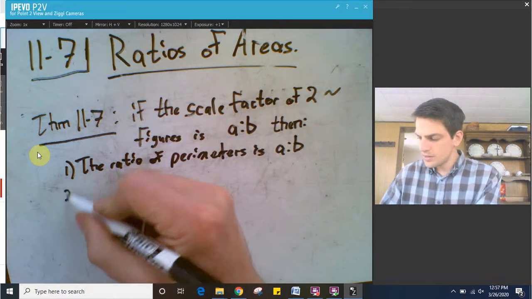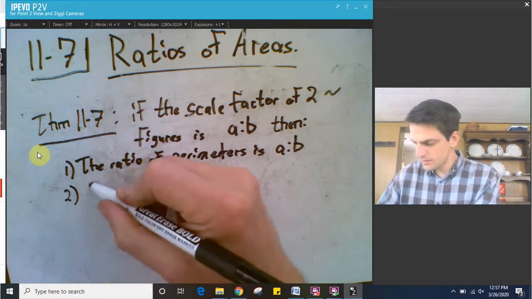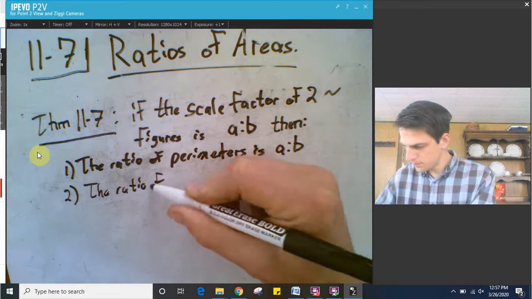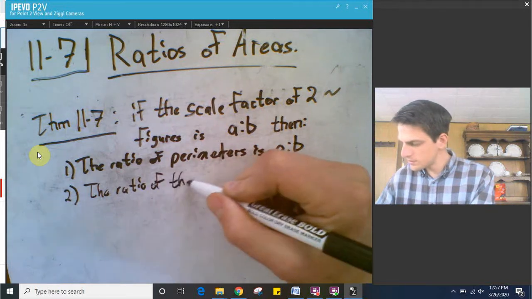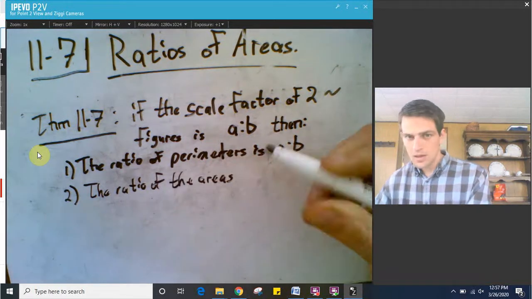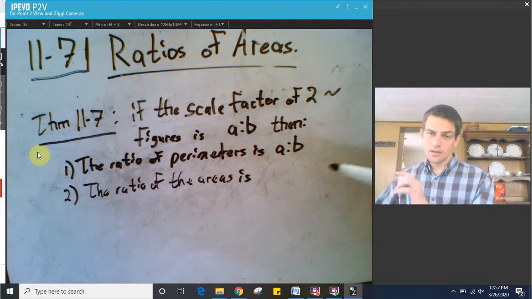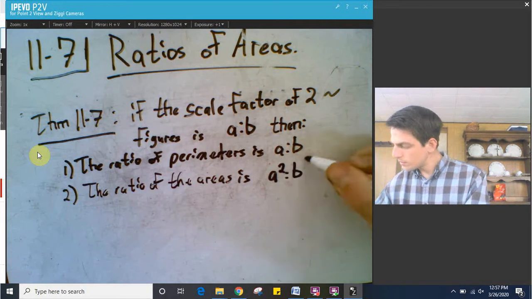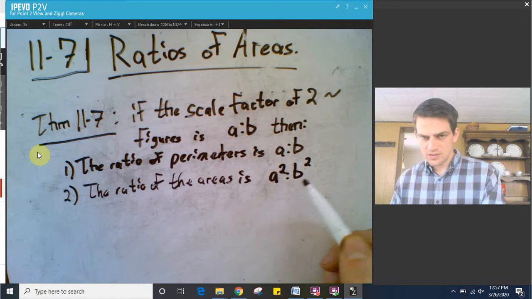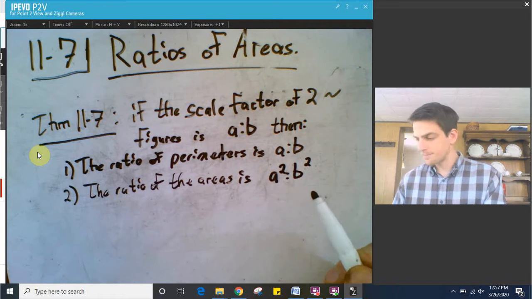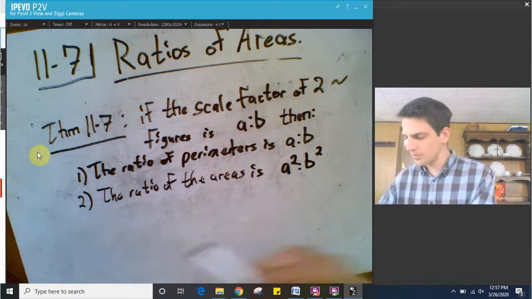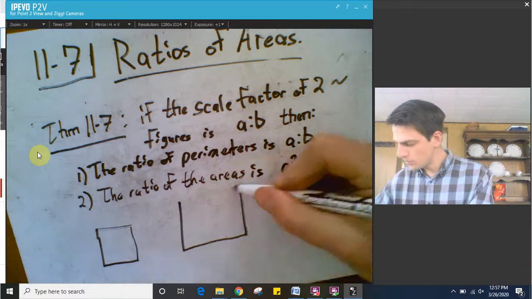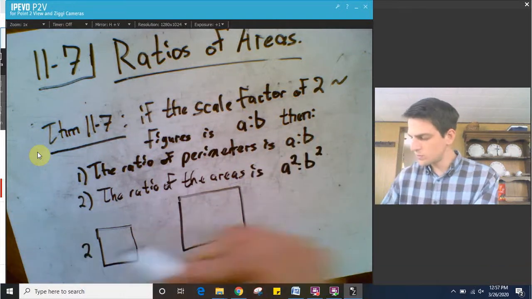And the second part is the ratio of their areas. That is going to be, and pay careful attention to this, A squared to B squared. Now notice both parts of this scale factor are getting squared. So let's pick a simple example. Let's say we have two squares, and these squares have side lengths of 2 and 3.